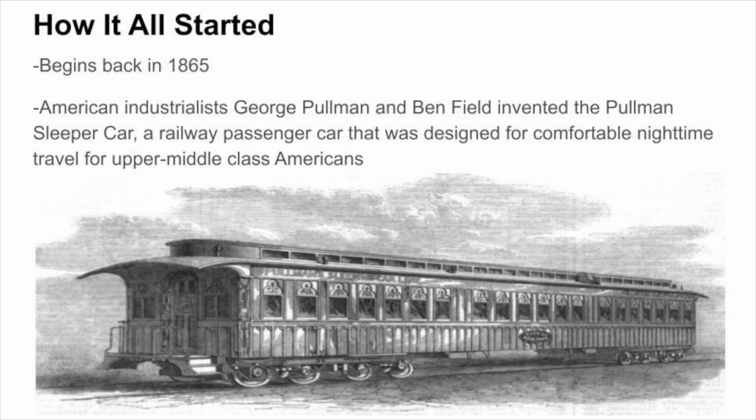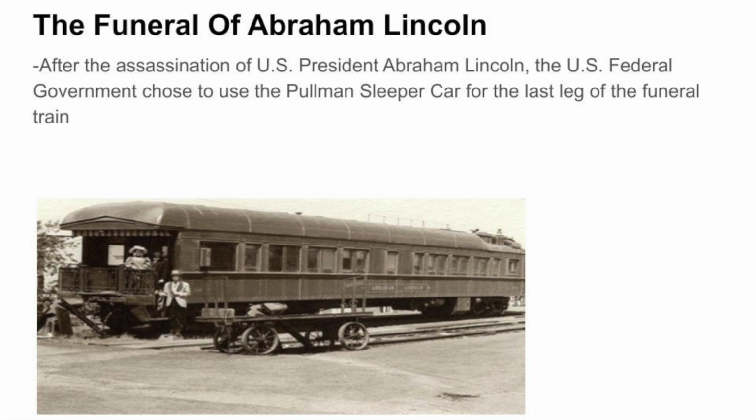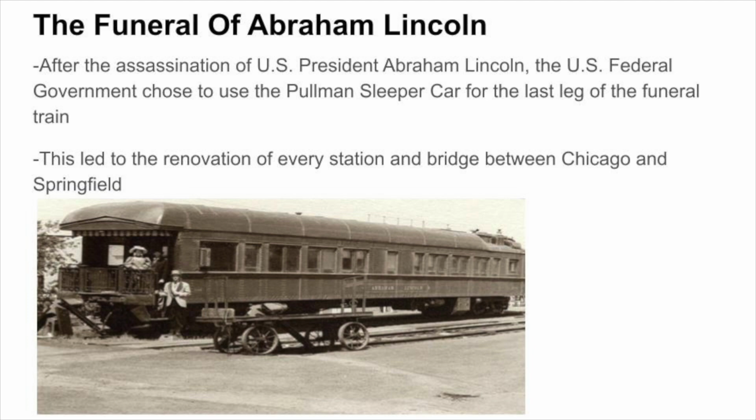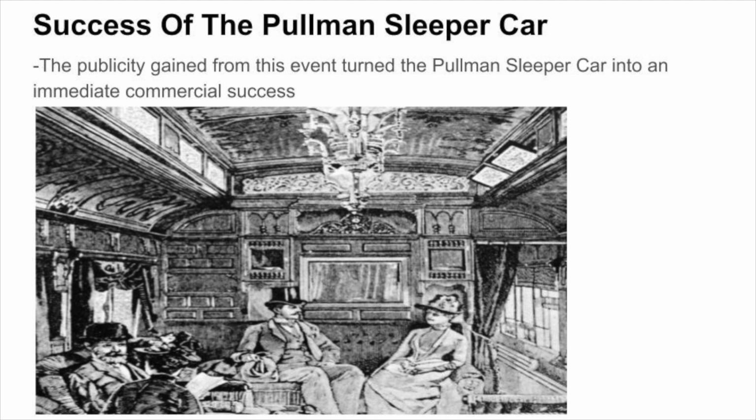After the assassination of U.S. President Abraham Lincoln, the federal government chose to use the Pullman sleeper car for the last leg of the funeral train, leading to the renovation of every station and bridge between Chicago and Springfield. The publicity gained from this event turned the Pullman sleeper car into an immediate commercial success.